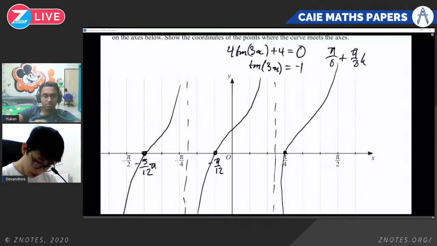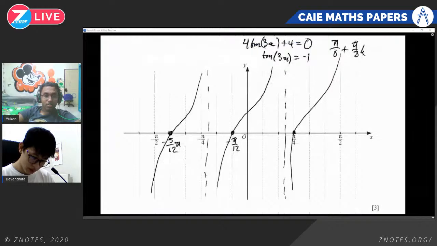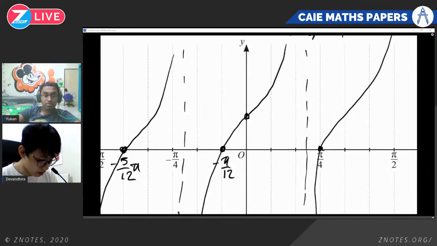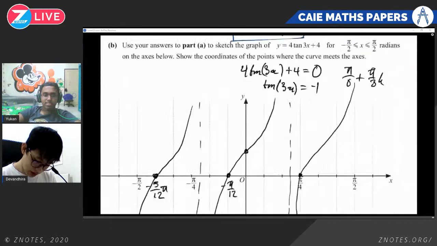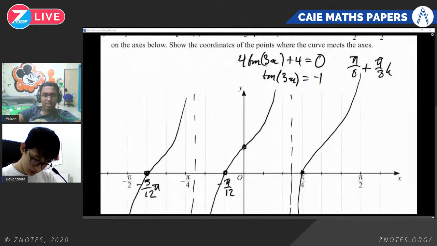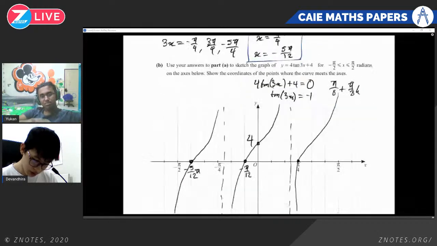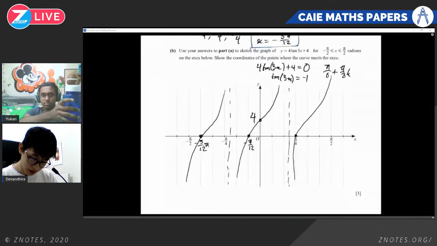Now, are we done yet? No, you haven't marked where it meets the y-axis. That's correct. So what's the y-axis here? So that's when x is 0. If you sub that in, your tan term is 0, so you just get 4. Okay, exactly. So this is just 4, and that's it. That's how you draw a tangent.